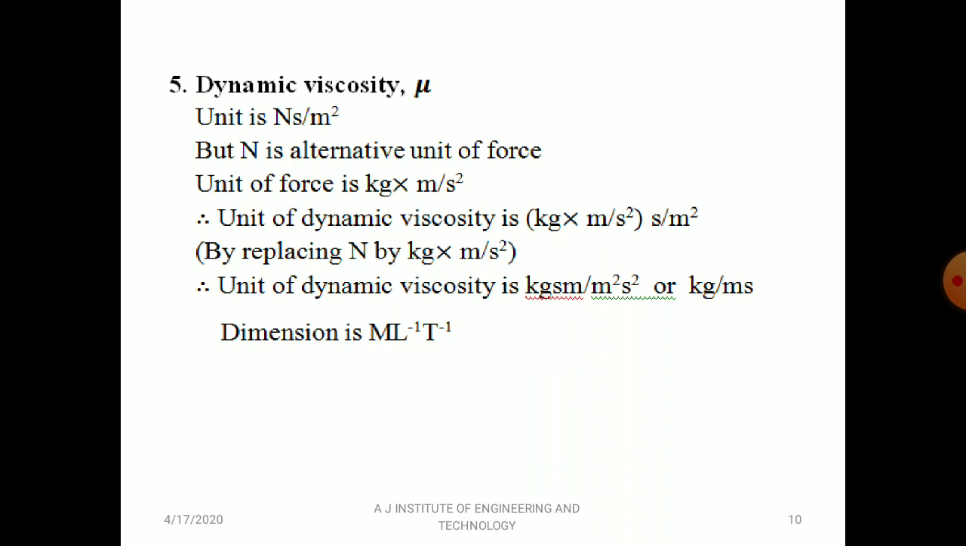So dimension becomes, replacing kg by capital letter M, meter by capital letter L, and second by capital letter T, and taking meter and second to the numerator, it becomes kg into meter to the power minus 1 and second to the power minus 1. So dimension becomes M into L to the power minus 1, T to the power minus 1. So that is the dimension for dynamic viscosity.